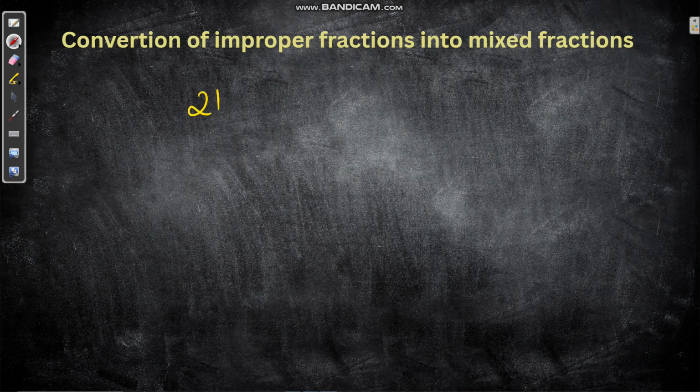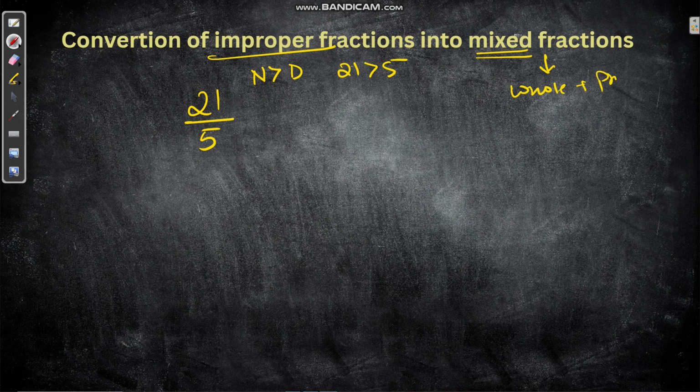For example, let's take 21 upon 5. Why is this an improper fraction? Because my numerator is greater than my denominator, because 21 is greater than 5. I have to convert it into a mixed fraction. So mixed fraction is nothing but one whole plus a proper fraction. So how to convert from improper to mixed? You simply divide. That's long division. You just do the long division method.